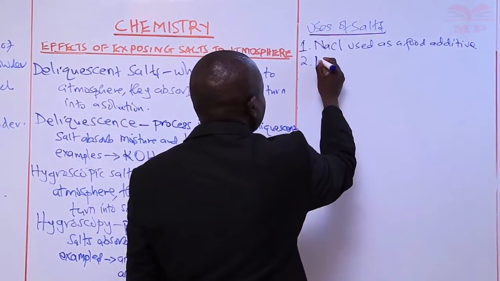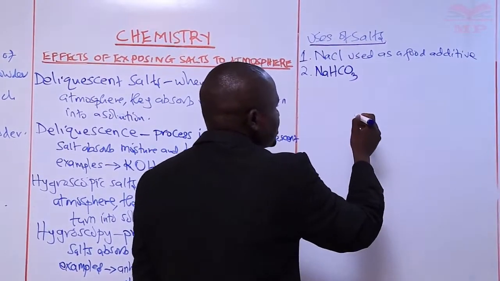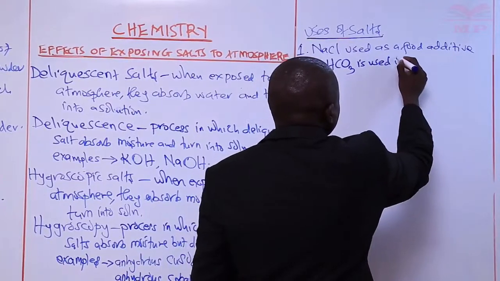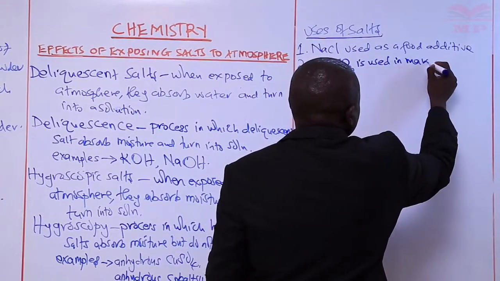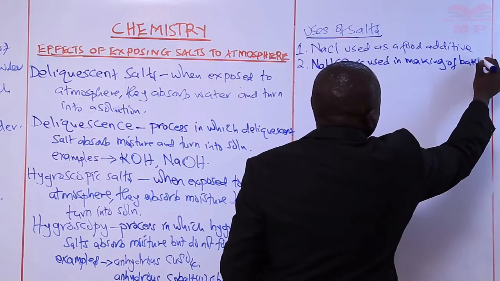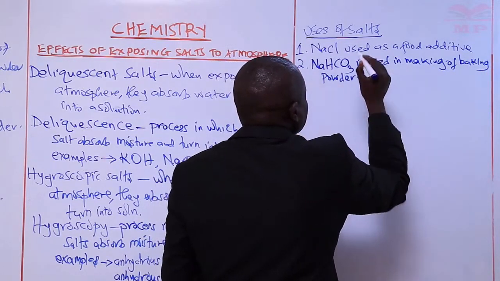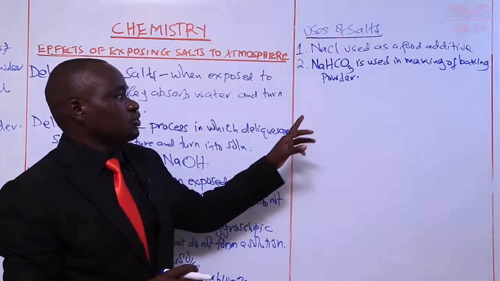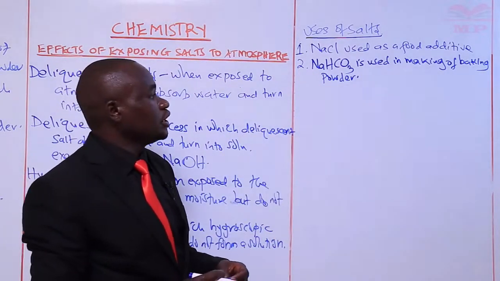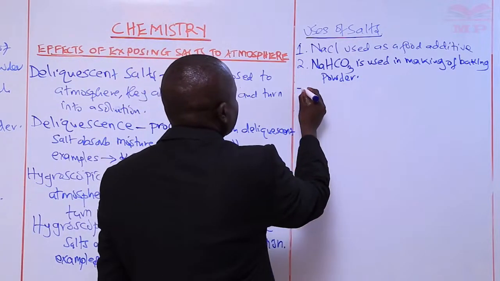Another use of a salt is sodium hydrogen carbonate. Sodium hydrogen carbonate is used in making of baking powder. So my dear student, we are saying that sodium hydrogen carbonate, which is another example of a salt, is used in making of baking powder.